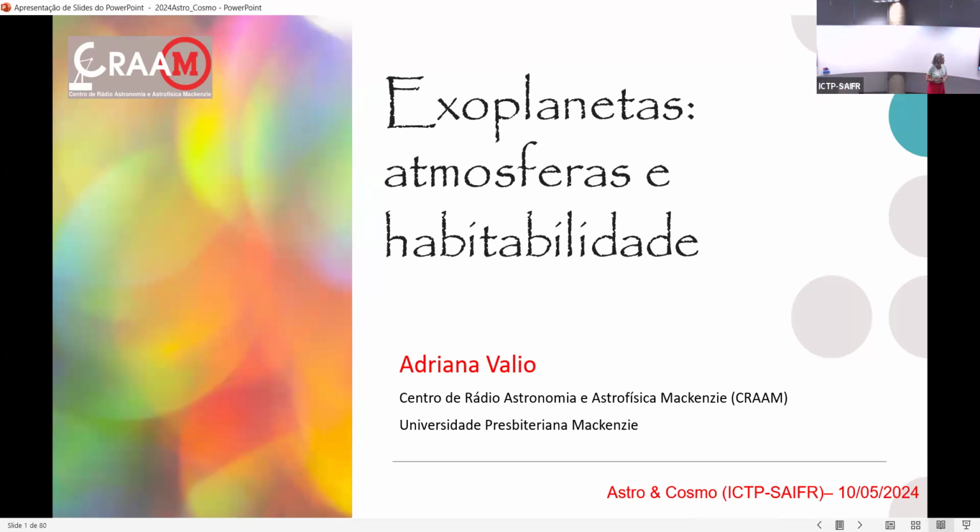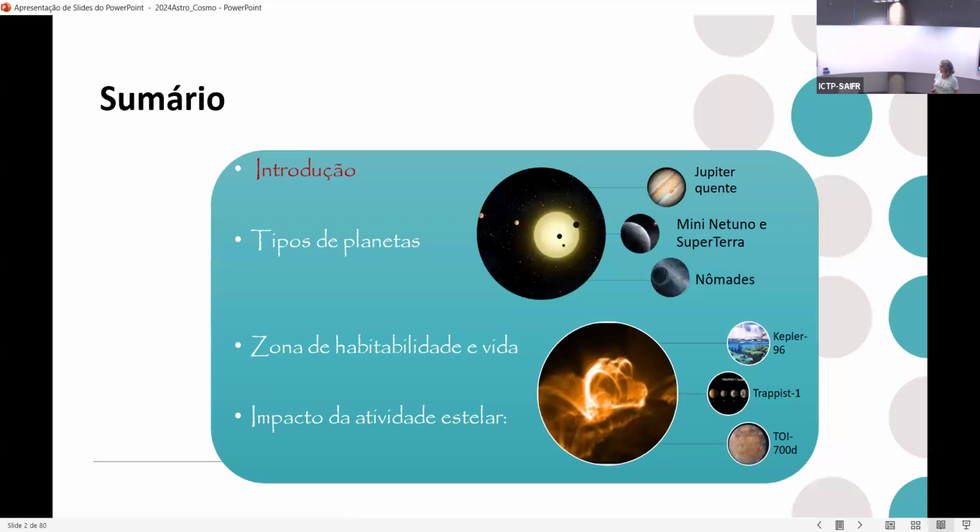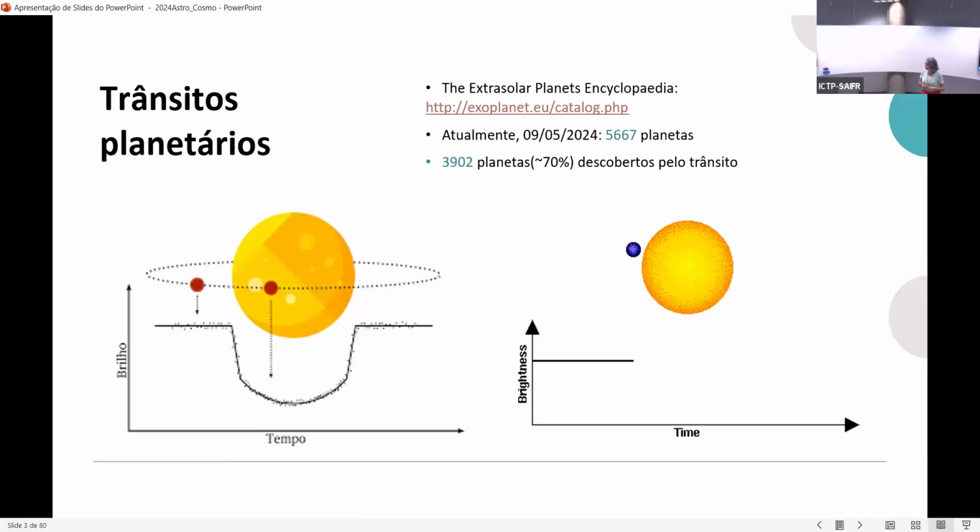So, exoplanets, atmospheres, and habitability. Introduction, first of all: how do we detect exoplanets? Exoplanets are planets outside our solar system. There are actually many ways to detect them. I'm not going to go into them. I'm only going to talk about transits, which are the most effective way to detect exoplanets.